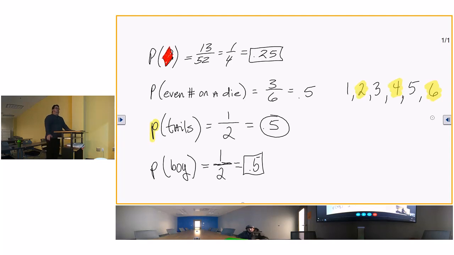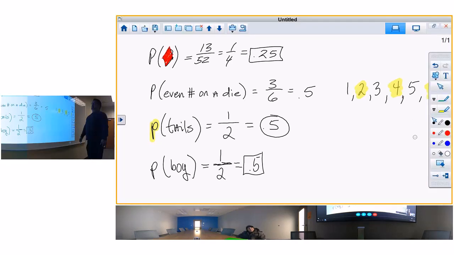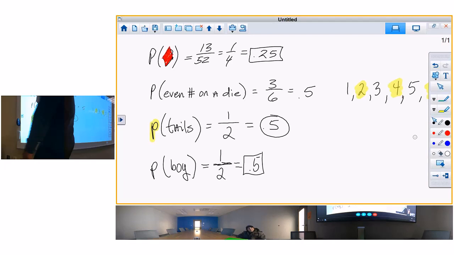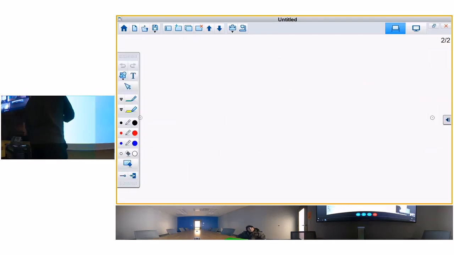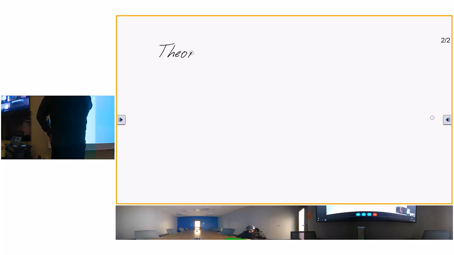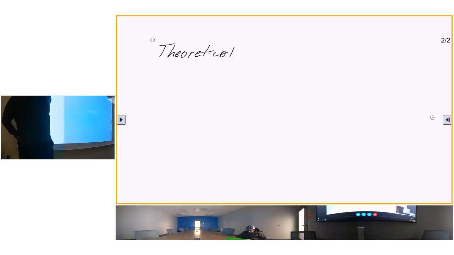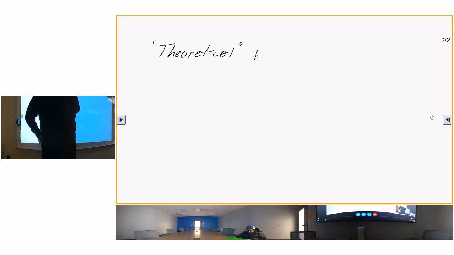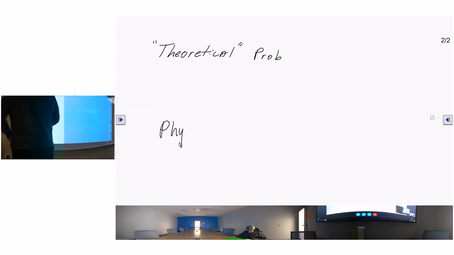Okay? Now, what we are doing right now is what I call the theoretical probability. I don't know what they call it in the book, and I really don't care, because I explain it the way that it's easy for you to understand. You can match it up in your book. There's 2 types of probability. There's the theoretical probability, and then there is the physical probability.